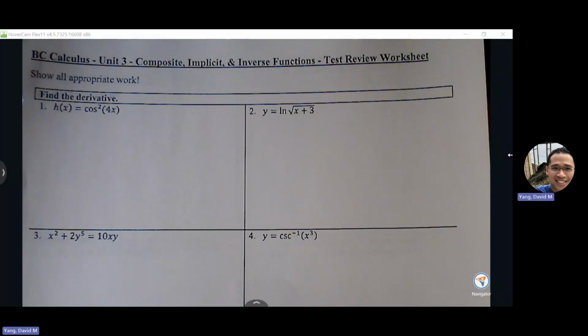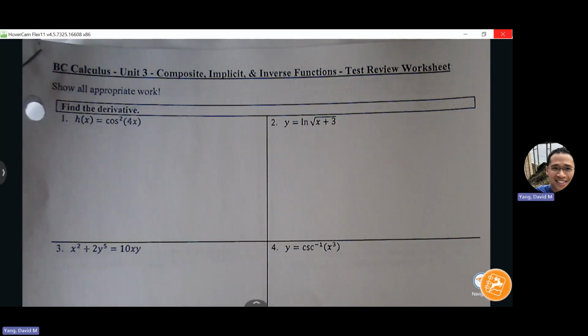Okay, let's go ahead and start with number one here. Okay, so we're going to have today and tomorrow to do a test review. We're going to try to get through this test review worksheet. There's going to be a mixture of our derivative rules involving all the new rules that we've learned, in addition to the ones that we've been using from Unit 2.